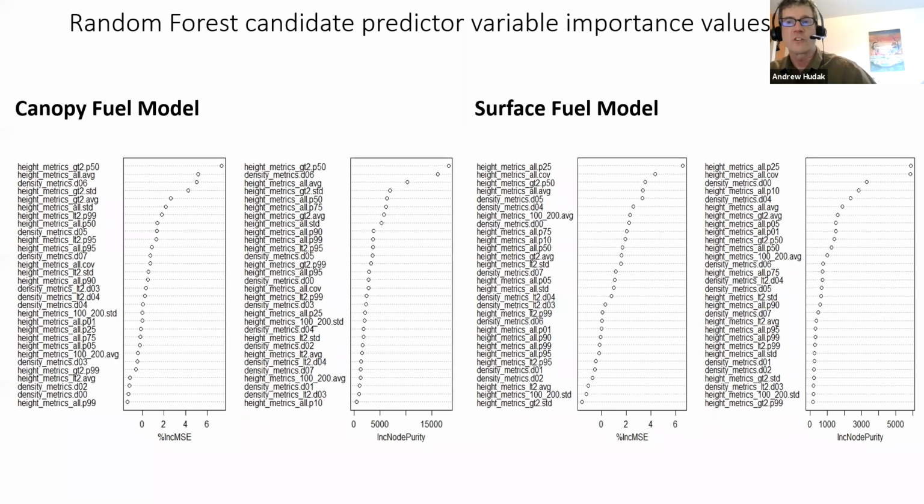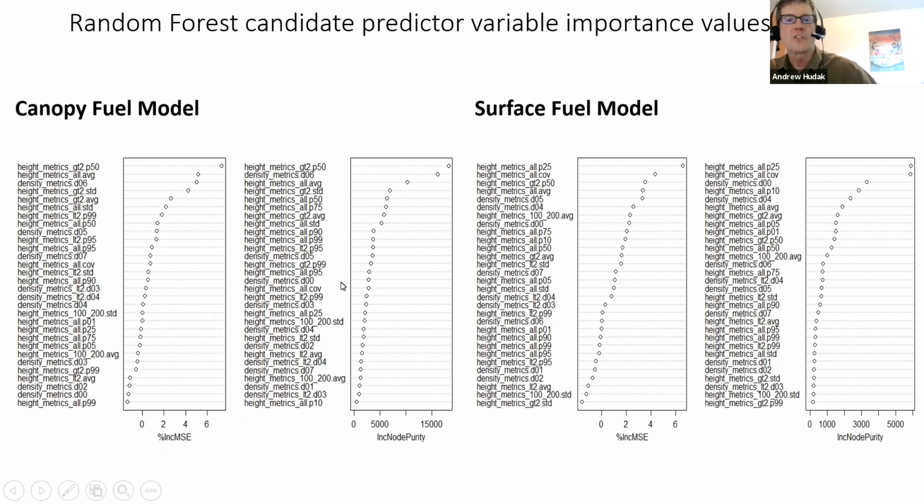So in this case, the response variables are canopy fuels, summarized from our field measurements, or surface fuels, summarized from our field plots. And I don't want you to understand what all these different metric codes mean, but they're sorted by importance values. So at the top of the list is what random forest is telling us is the best predictor for these canopy attributes here on the left and then surface attributes on the right.